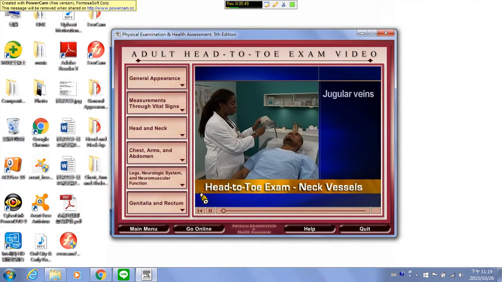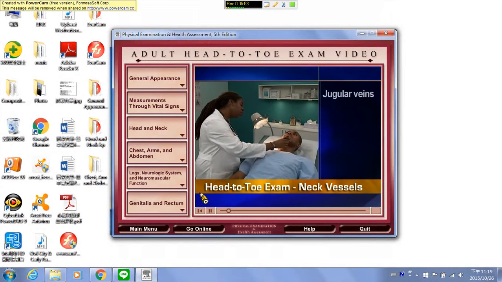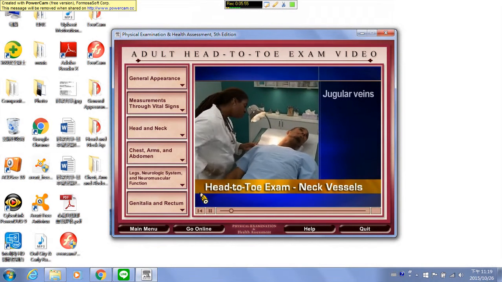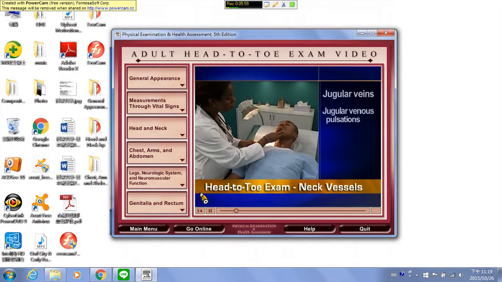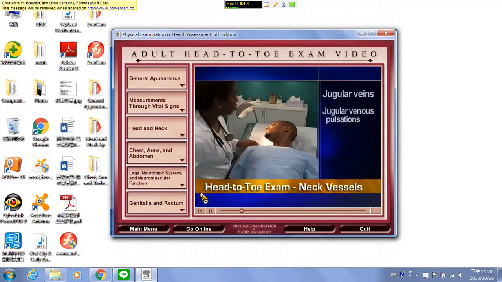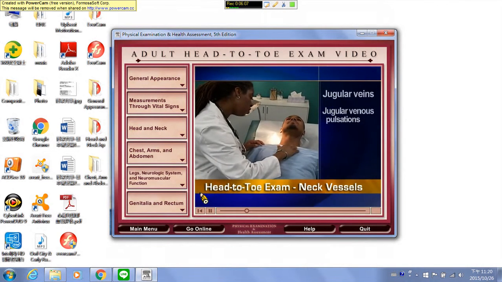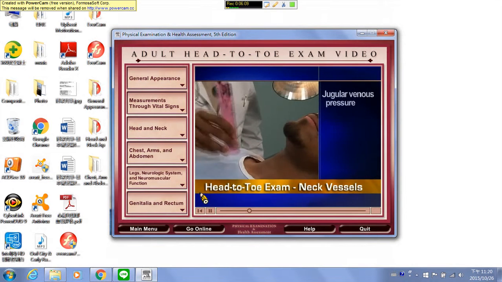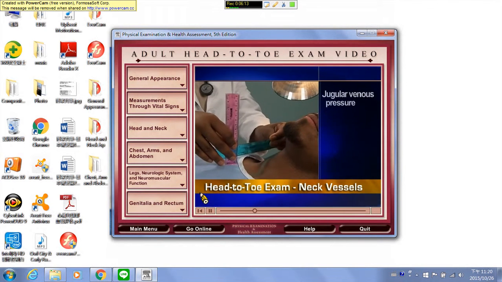With the person lying at a 30-degree angle, examine the neck vessels. First, inspect each side of the neck and the suprasternal notch for the jugular veins and jugular venous pulsation. Then, if indicated, estimate the jugular venous pressure.